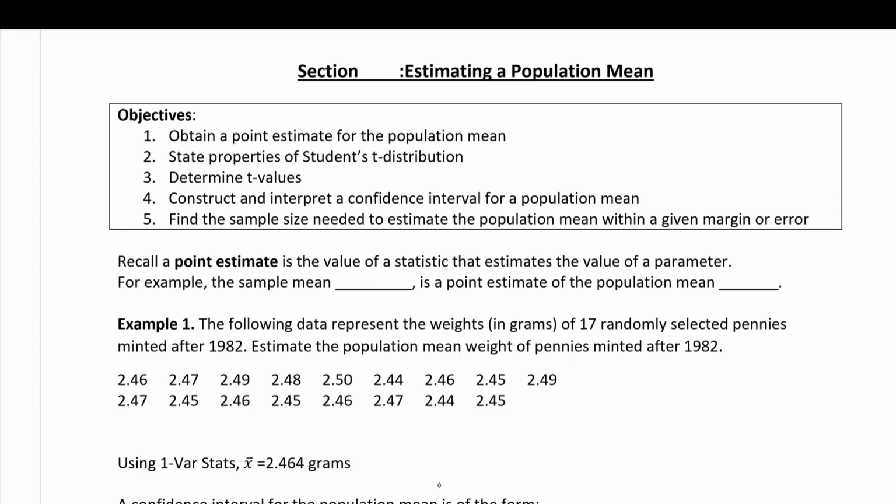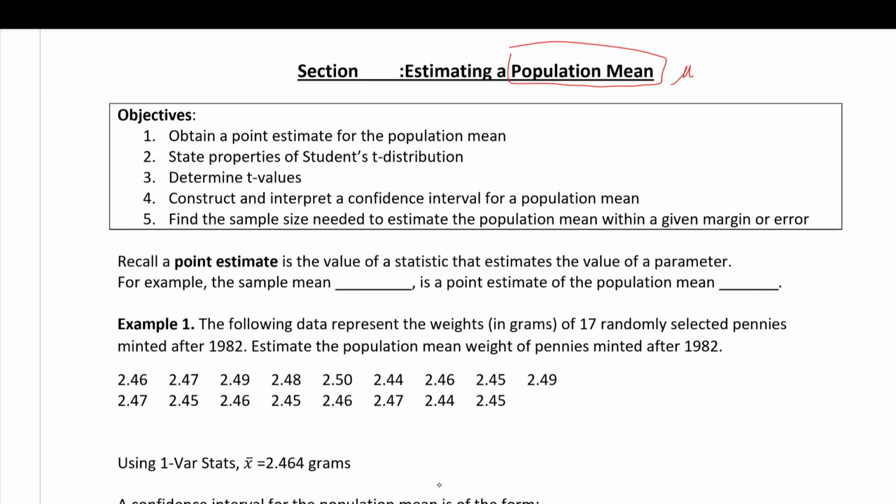Okay, in this section, we're estimating a population mean. So that means, just like in the last section, we're going to be coming up with confidence intervals, but for a population mean, which we know to be that Greek letter, lowercase mu.